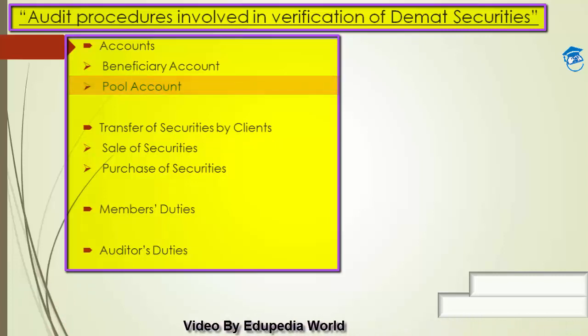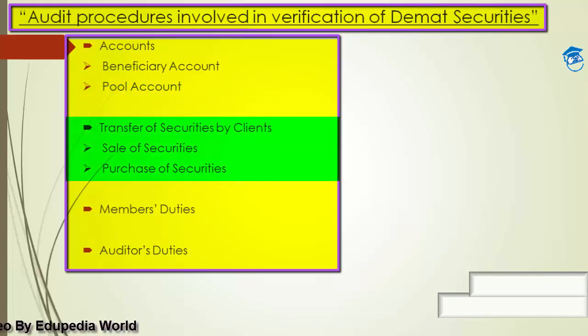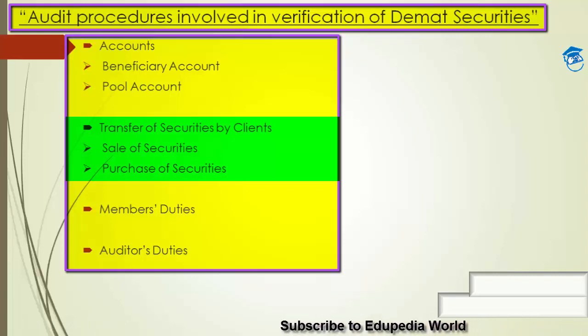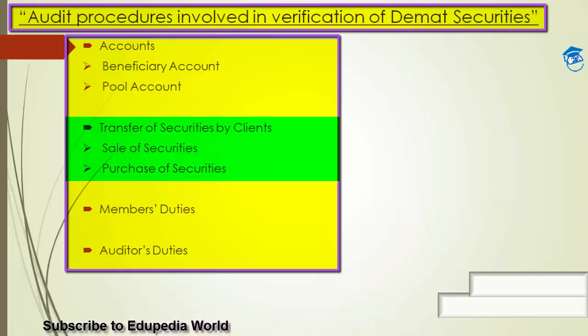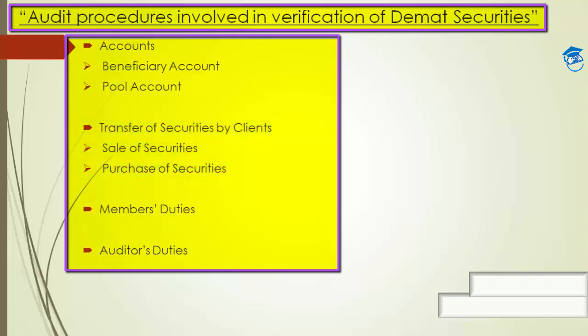Now the second point is the transfer of securities by the clients. Number one is sale of securities. The clients transfer their securities in a Demat form to the pool accounts of the members, who then transfer the same to the clearing house on the pay-in day. Next is the purchase of securities. The clearing house transfers the securities to the pool account of members, who then transfer the same to the individual client account. This is how transfer of securities by the clients is made.